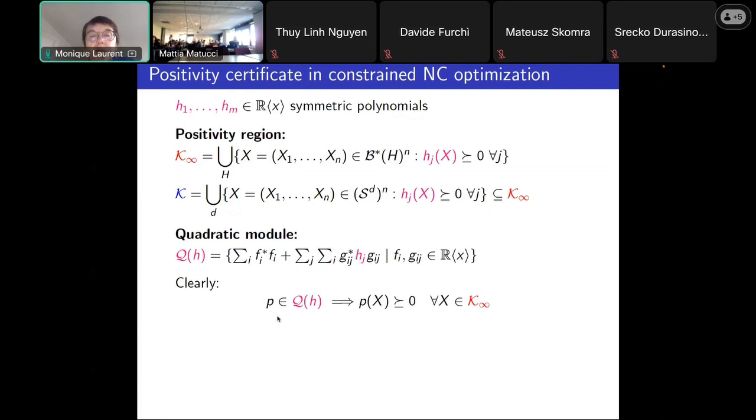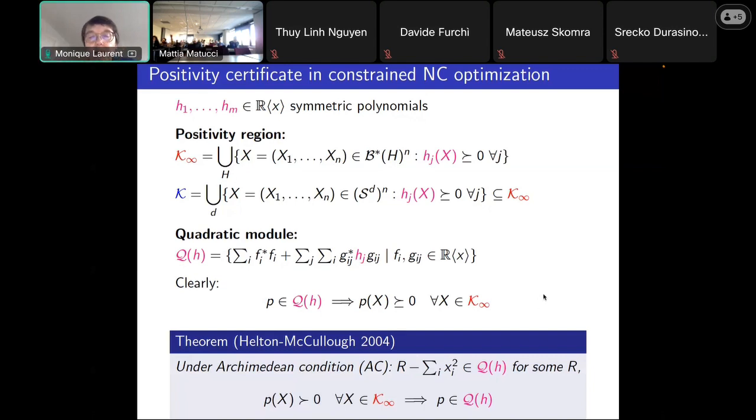And an easy observation is that if we have a polynomial which is in the quadratic module, and if you evaluate it at an x which is in this K infinite, then you get a positive element. This is why you use this fact here.